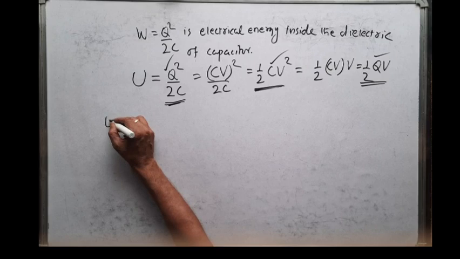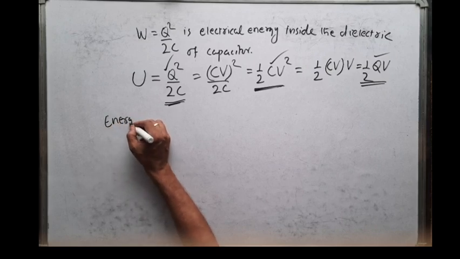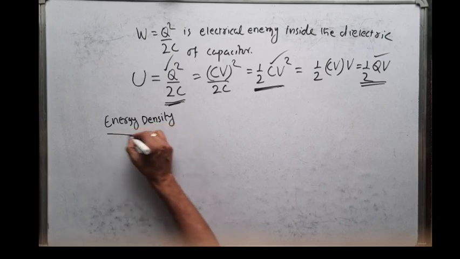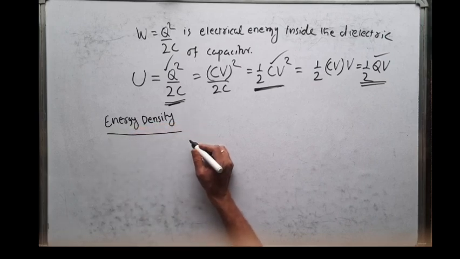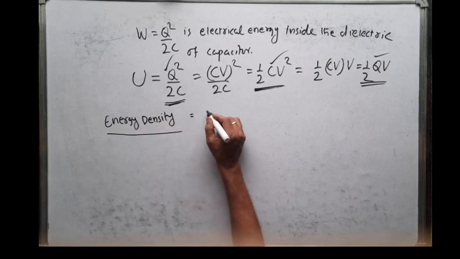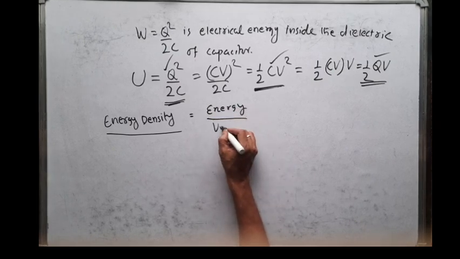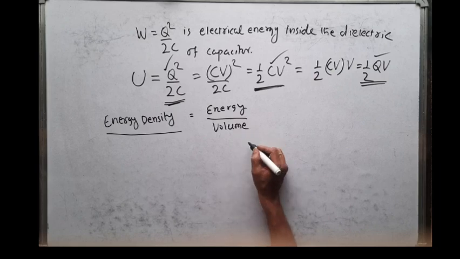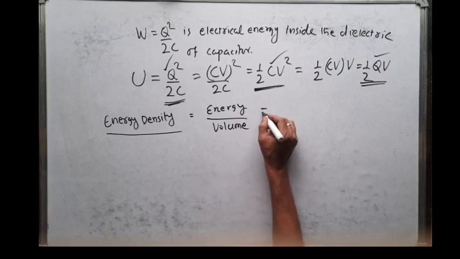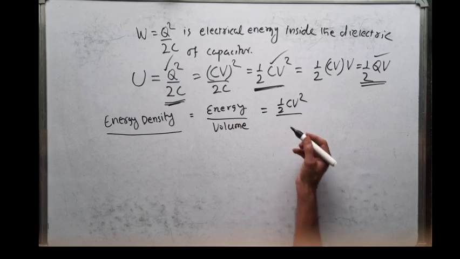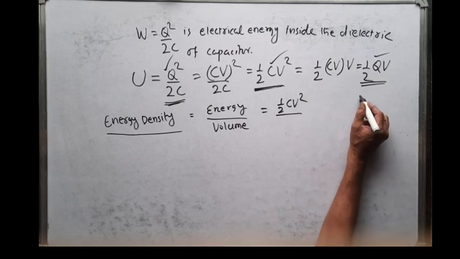Now we will find the energy density. Energy is stored inside the dielectric medium. So what is energy density? Energy density is nothing but energy stored per unit volume. What is the energy stored? That is half CV square. Then the volume: suppose you take a parallel plate capacitor.